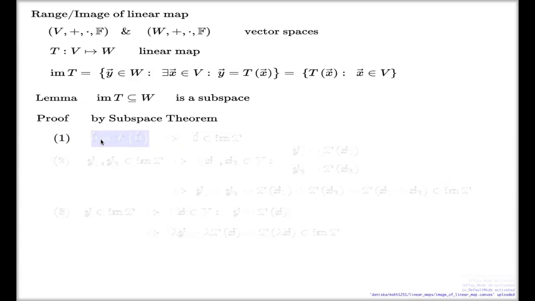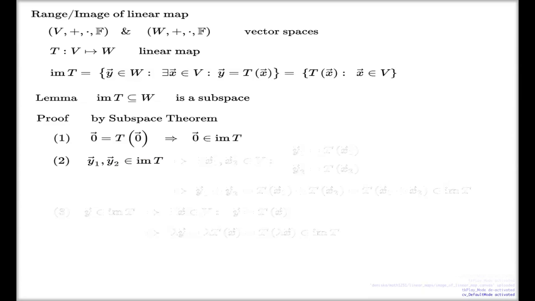First, I'll make this observation. We all know that 0 is taken to 0 by a linear map, which means that you can produce a 0 vector here by taking a 0 vector. And that is enough evidence that 0 is a part of the image of a linear map. Second part is this. I fix two vectors, and because now I can't use x and y, I will call them y1 and y2 from the image.